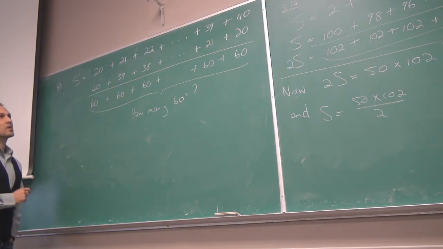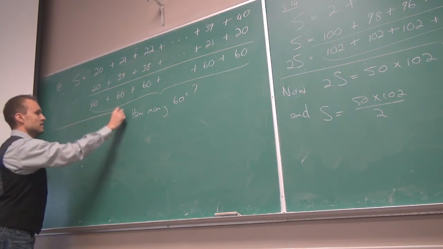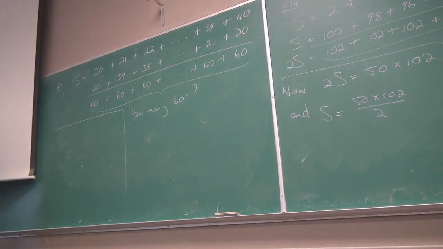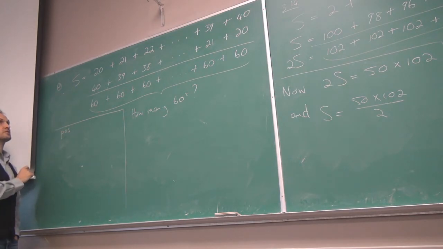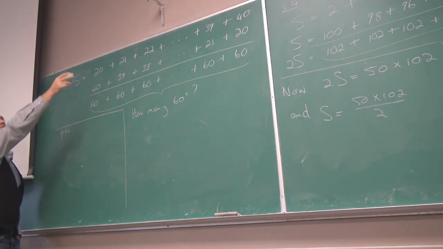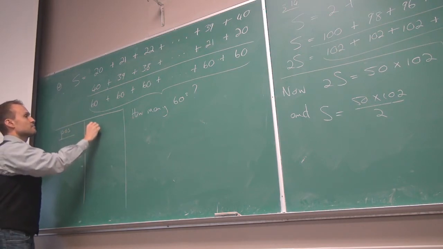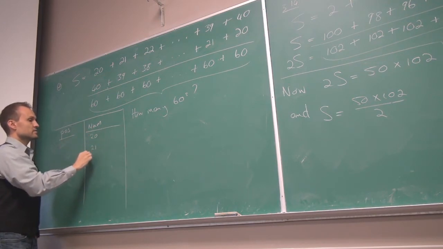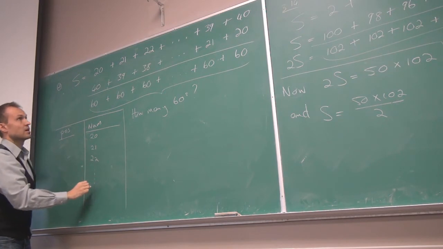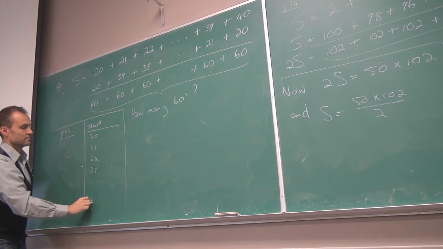Let's think about making a little table. I'll squeeze in my table over here. What I'm going to do is I'm going to count by way of a position this first sequence. So I have position and then the number in that position. So the numbers were 20, 21, 22, I'll do a few more, 23, all the way down to 40.